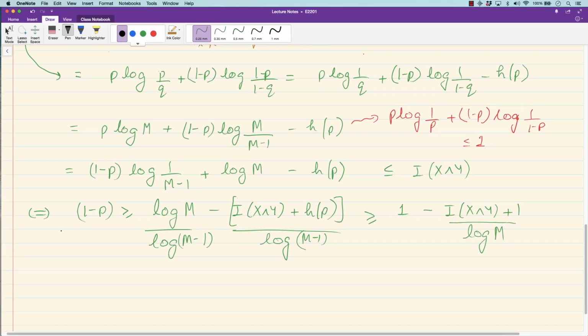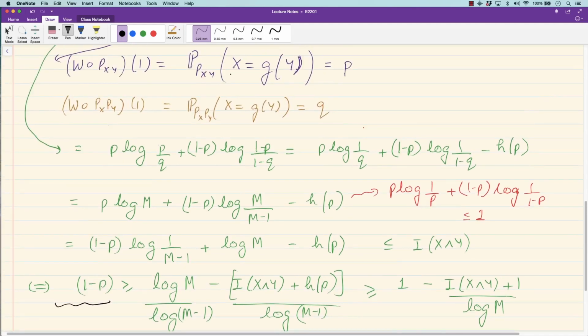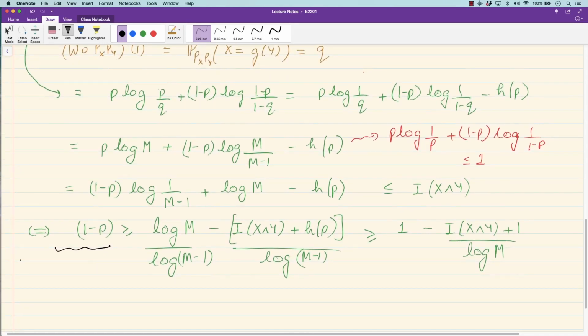So you conclude the proof by noting what this 1 minus p is. So we had defined p as the probability of correct guess. So 1 minus p is the probability of wrong guess, probability that X is not equal to J. Okay, so that's the proof. Okay, let me just close this proof here.